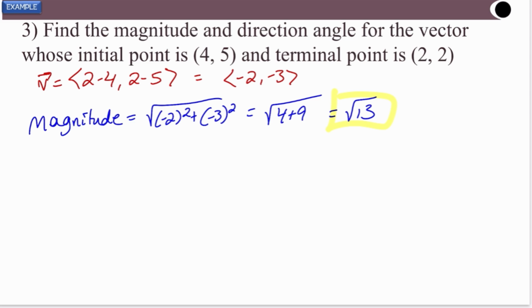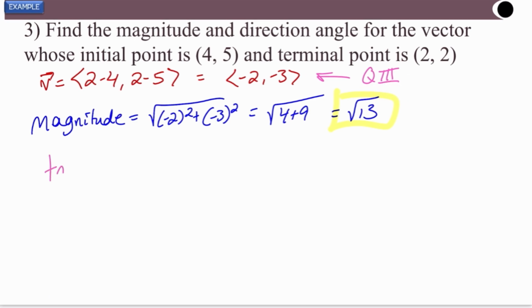So for the direction angle, let's think about what quadrant we are in. Negative 2, comma, negative 3. If that vector were in standard form, what quadrant would you be in? Well, you would be in quadrant 3. When you're naming quadrants, you should always use a capital Q and capital Roman numerals. That's how we name our quadrants. So I'm going to say then the tangent of theta prime, this is going to be my reference angle. And when I do the reference angle, I'm going to ignore the negatives. I'm just going to say 3 over 2.